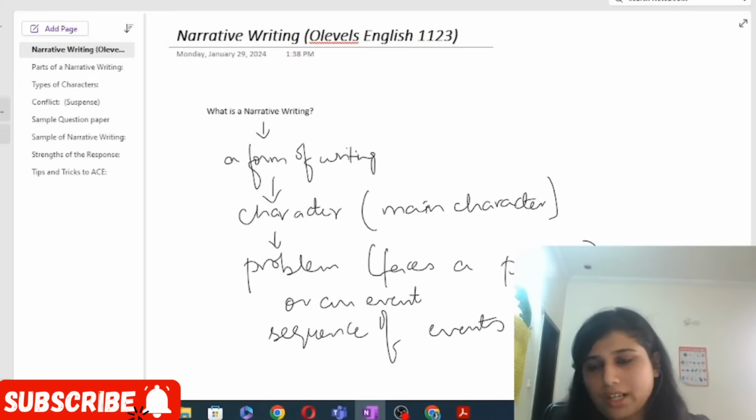In simple words, it basically tells you a story with a proper sequence of events. I have told you this, and the main part of the story then is the suspense.